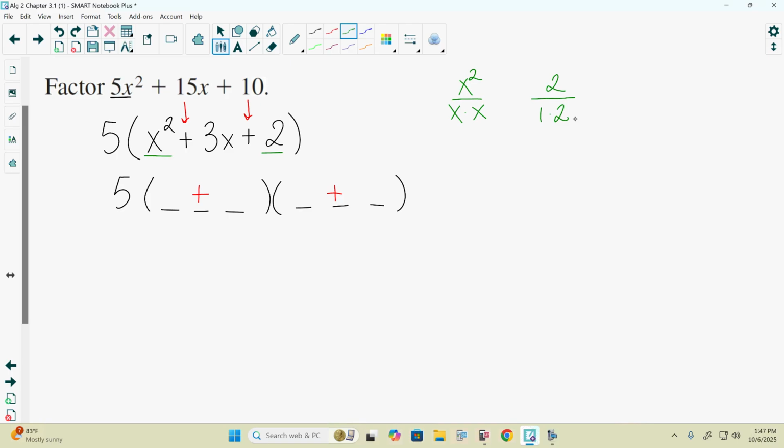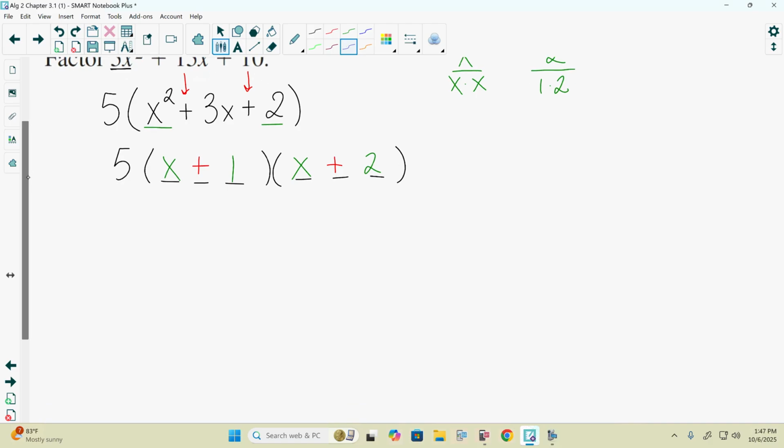Now, at this point here, we just need to pick one of those factors and plug it in. Now, x squared, the only factors are x and x, so we're just going to plug it in. Factors of 2, the only factors of 2 are 1 and 2. And at this point here, we're just going to plug it in because our last step, after we plug it in, is to check and make sure we get the right factors.